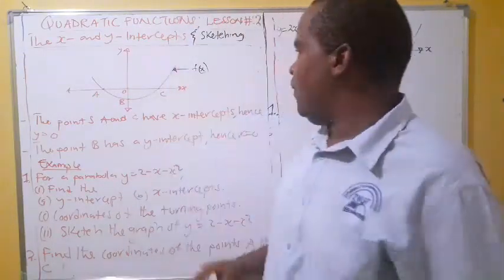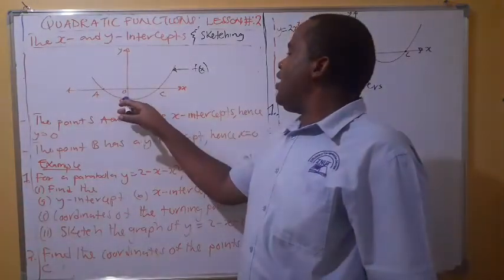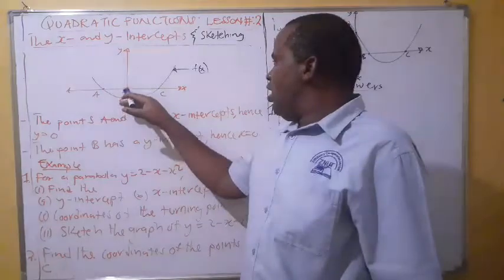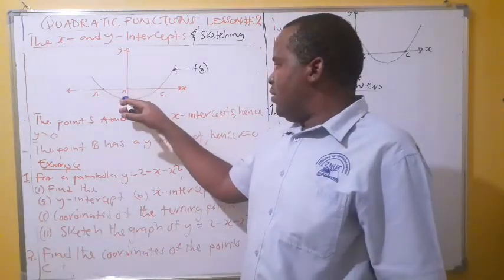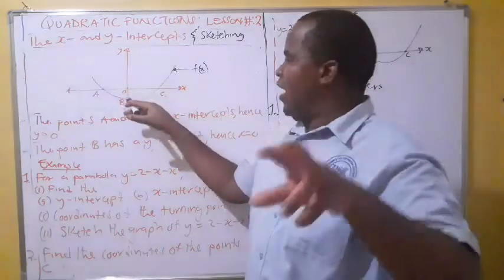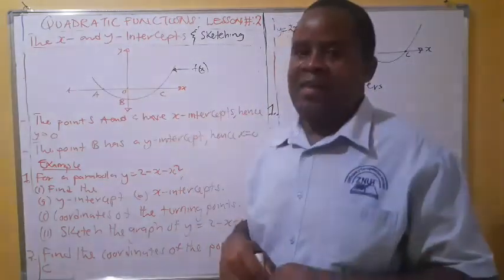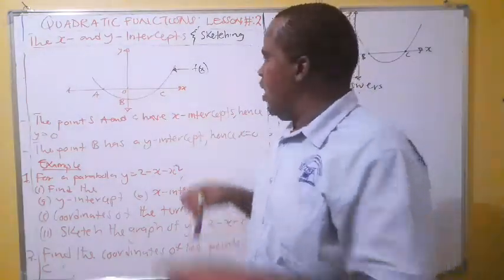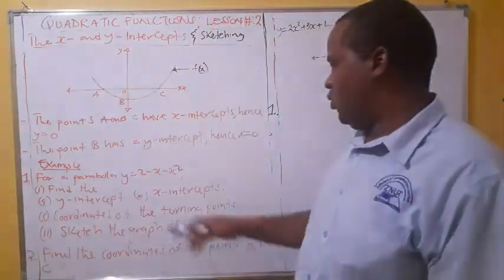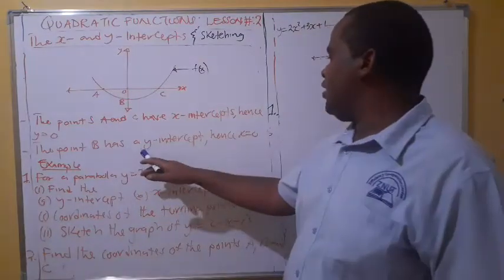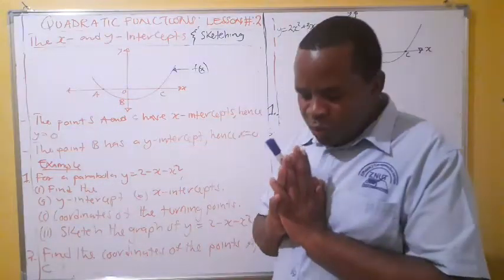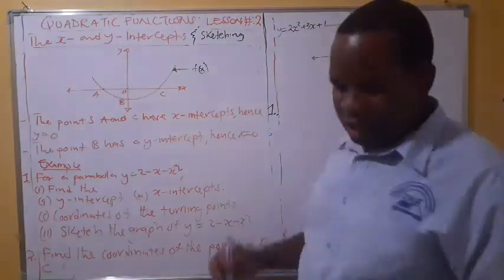So if you are dealing with the x-intercept, y is 0. Then when you are looking at the y-intercept at point B, with regard to y, you have covered some distance, so y cannot be 0. What should be 0 here is x. So if you are on the y-axis, x is 0. If you are on the x-axis, y is 0. It's as simple as that. So we are saying the point B has a y-intercept, hence x is what? 0. These are the 2 points that we need to take note of.